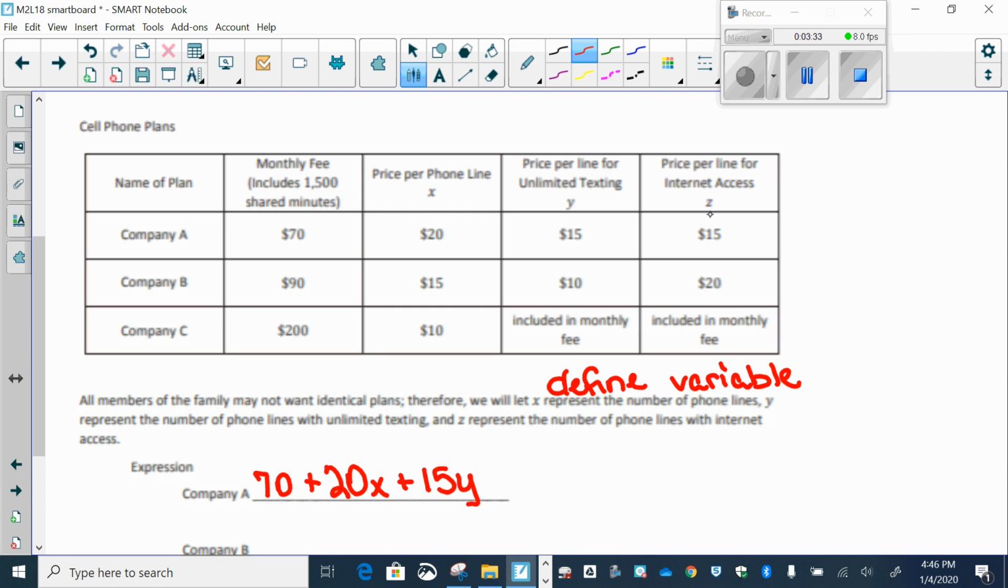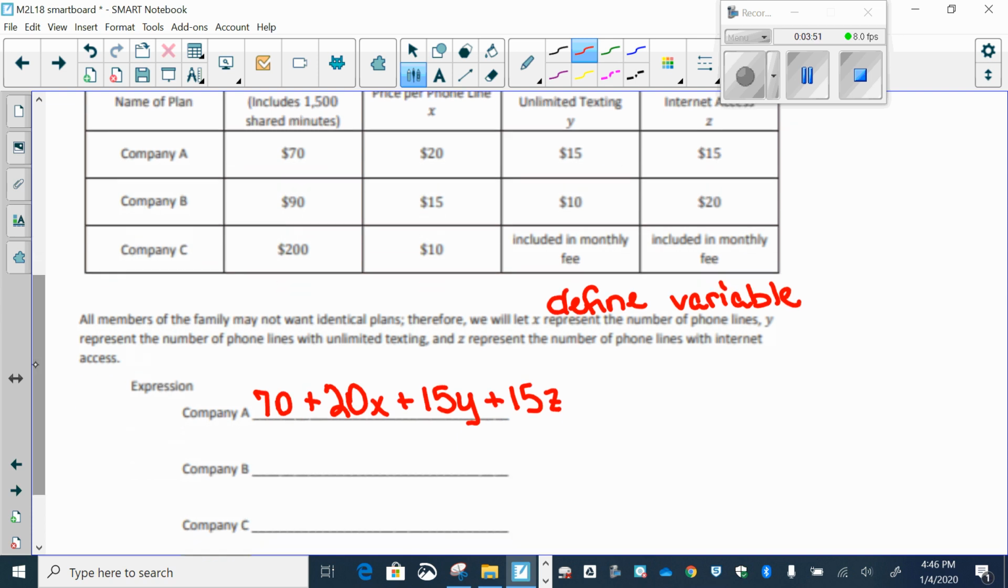All right, and then what if you want internet also? For everybody that wants internet, that's 15 times the number of people having internet. So 70 plus 20x plus 15y plus 15z is the expression for Company A. I'd like you to pause the video and try to do Company B and C.